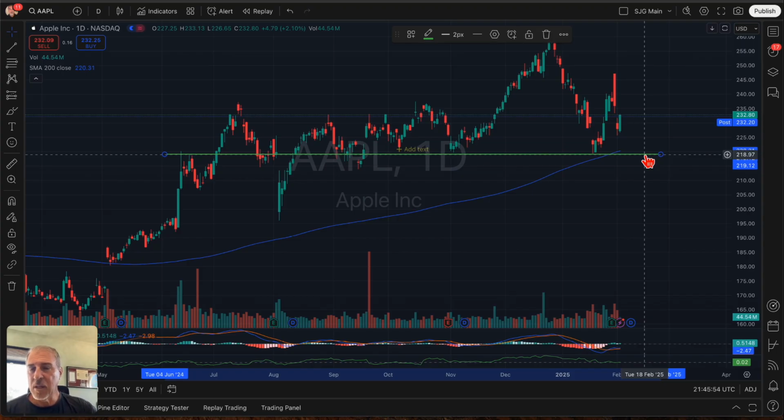Other things that chartists will tend to look at, they'll also look at big moving averages. This happens to be the 200-day moving average. If Apple were to break down below the 200-day moving average, below what many people might consider to be a support area or demand area, it could fall a little harder and a little faster in my mind.